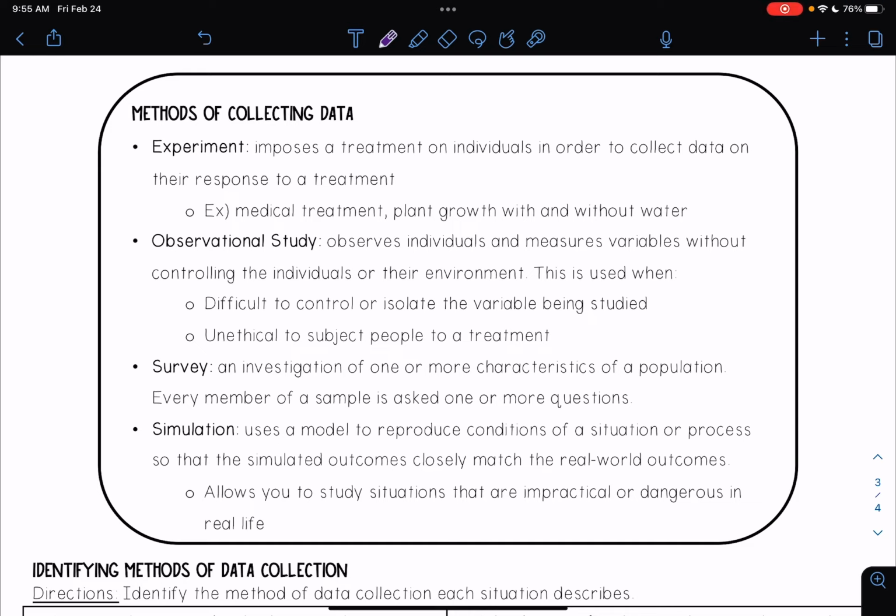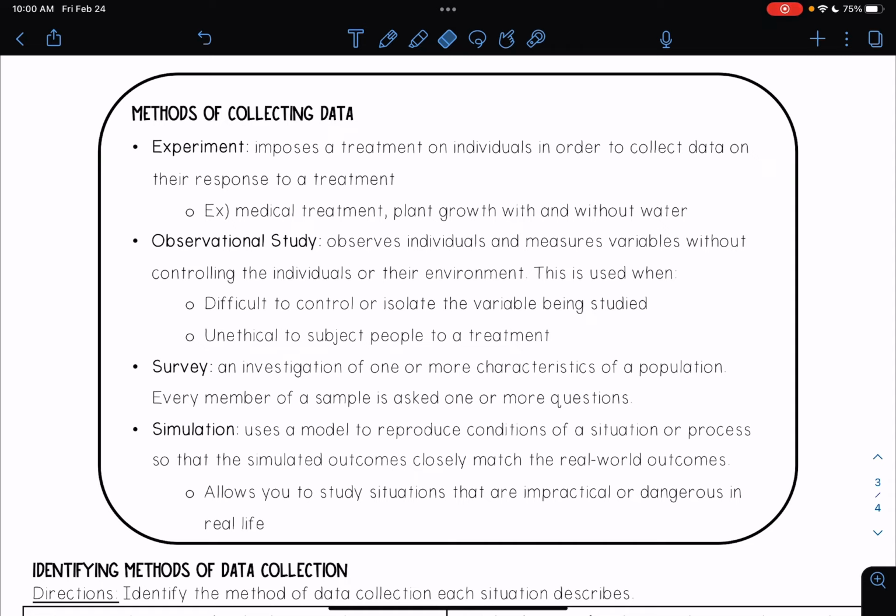The first one is an experiment, and this imposes a treatment on individuals in order to collect data on their response to a treatment. For example, this could be a medical treatment. Maybe you have one group that takes a placebo, so that isn't taking the medicine, another group that is, and you see the results of that. Another one could be maybe you're looking at plant growth with and without water. You're imposing some kind of variable there.